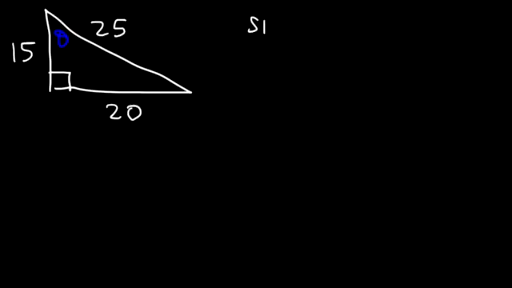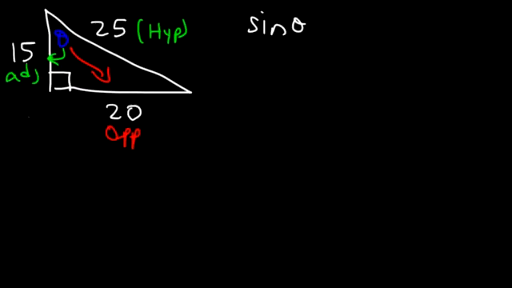So now, let's go ahead and find the value of sine theta. So opposite to theta is 20. The hypotenuse is always across the box. It's the longer side. So 25 is the hypotenuse, and adjacent to theta, or right next to it, is 15. Now, sine theta, we know it's opposite divided by hypotenuse. So it's 20 over 25, which reduces to 4 over 5 if we divide both numbers by 5. 20 divided by 5 is 4. 25 divided by 5 is 5.